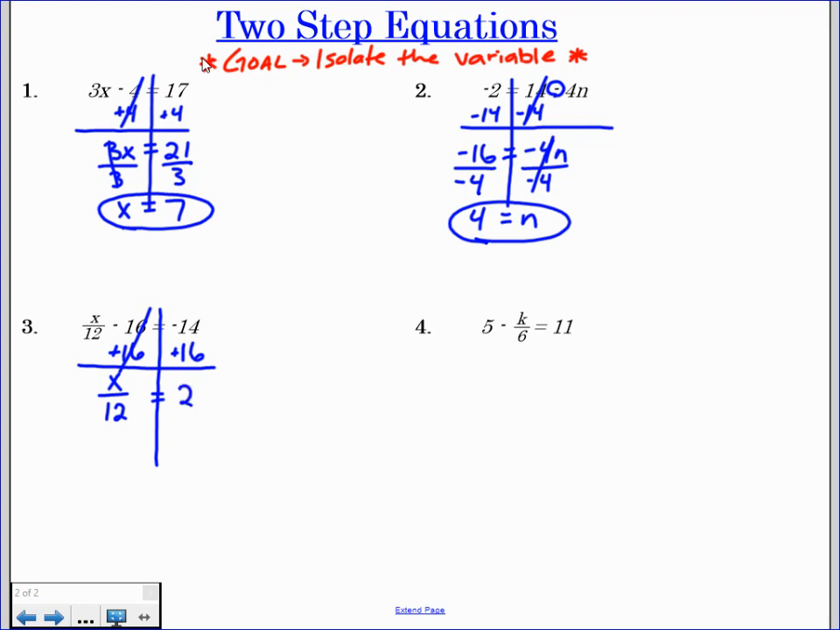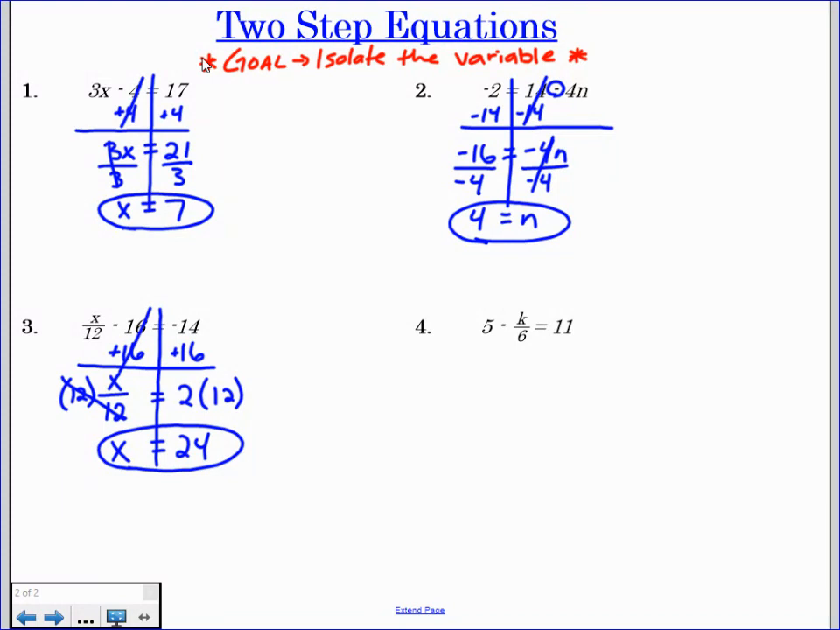Now I need to undo the division of 12. This is saying x divided by 12 needs to equal 2. So to undo division, I'm going to multiply. It's going to put the 12 in parentheses. I need to multiply by 12 on both sides of my equation. That's going to give me my x by itself. My solution is 2 times 12, which is 24.